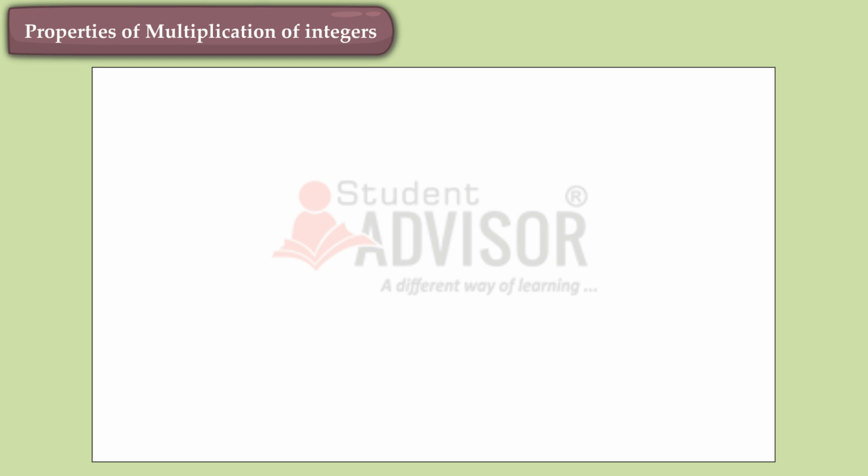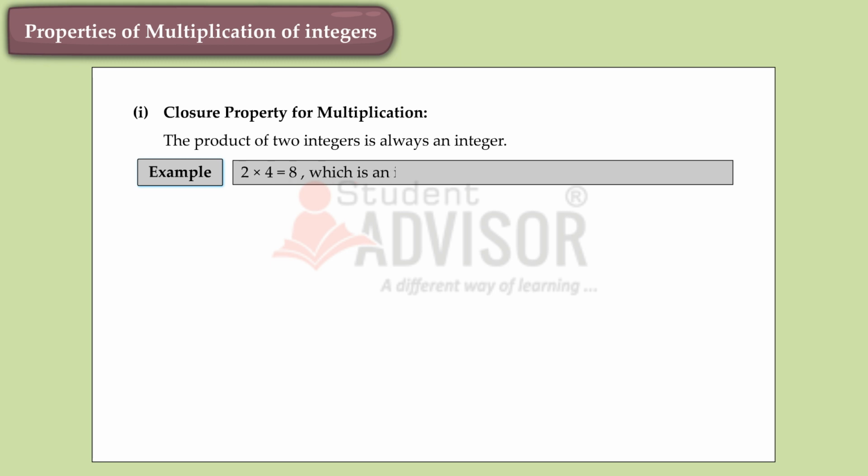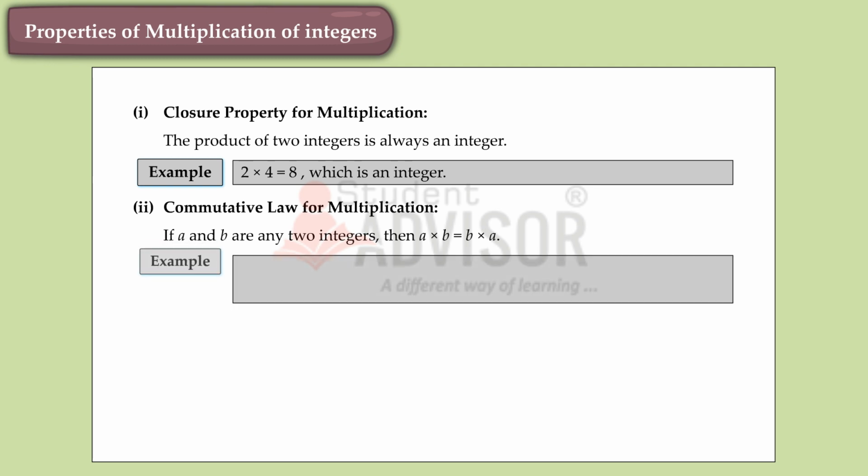Properties of multiplication of integers. Closure property for multiplication: the product of two integers is always an integer. Study the given example. Commutative law for multiplication: if a and b are any two integers, then a multiplied by b is equal to b multiplied by a. Study the given example.